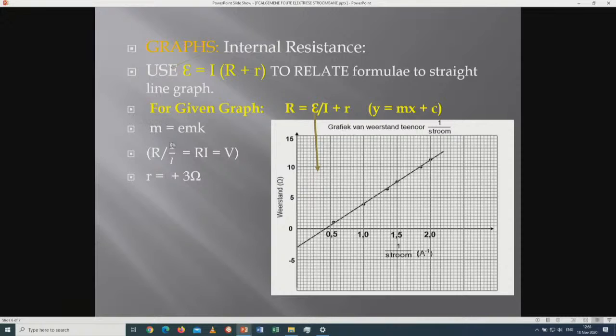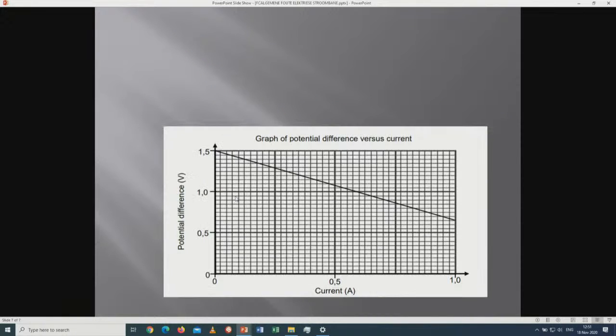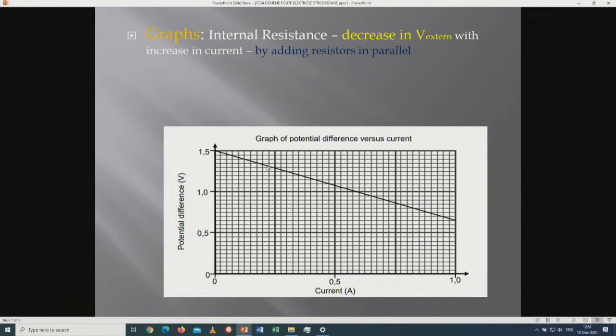Right, I've just indicated here that the gradient is the EMF, and your y-intercept here is the internal resistance. You must also be able to read this graph and see that this value is 3. Although it is a value of -3, you know you're working with scalar quantities and the resistance can't be negative. So although it is -3 on the graph, you only write the internal resistance as 3 ohm.